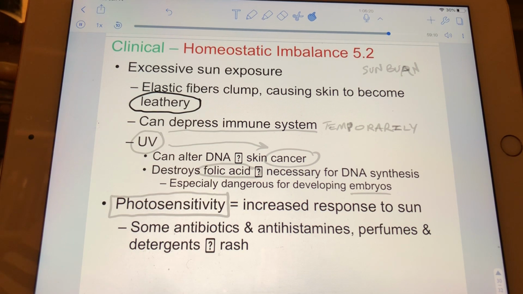Excessive sun exposure can also suppress or depress, make less efficient, make less viable the immune system. Yeah, just temporarily, but still, no thank you. That's on my list of no.